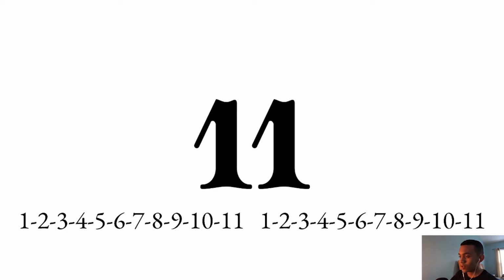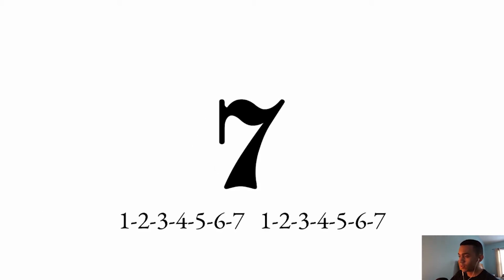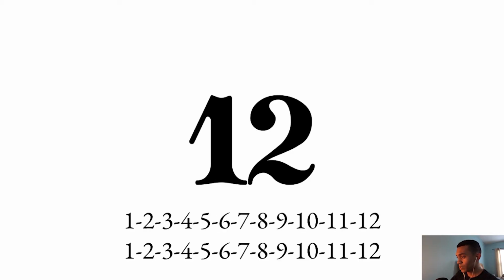11. 1, 2, 3, 4, 5, 6, 7, 8, 9, 10, 11. 7. Another odd meter. 1, 2, 3, 4, 5, 6, 7. And 12. We have 1, 2, 3, 4, 5, 6, 7, 8, 9, 10, 11, 12. And so you get the point. The number displays the number of beats in a measure.